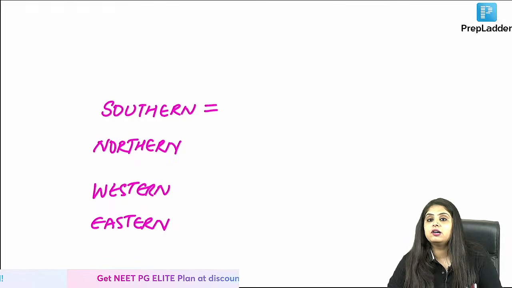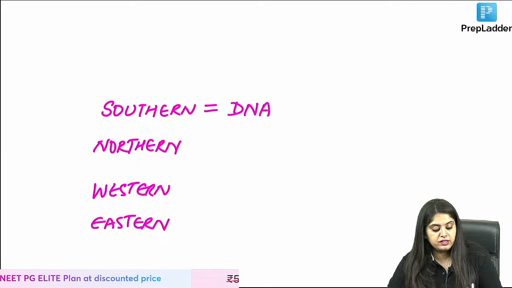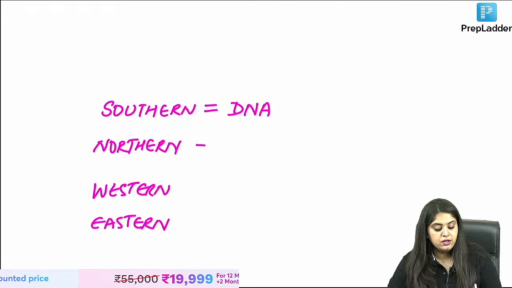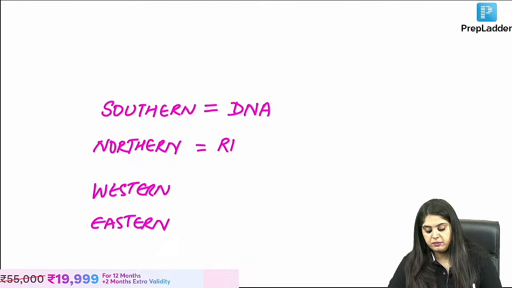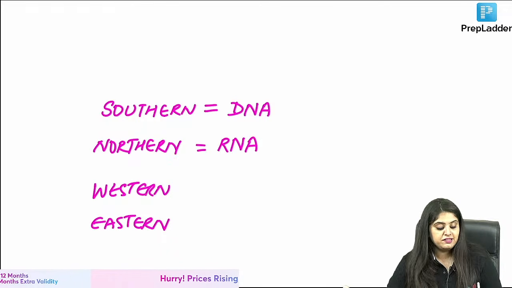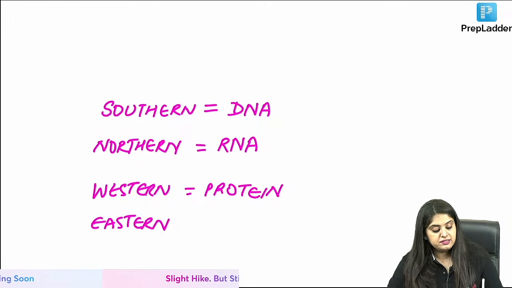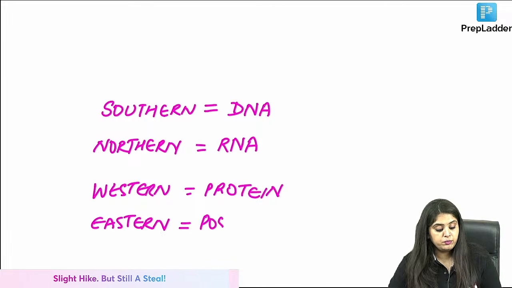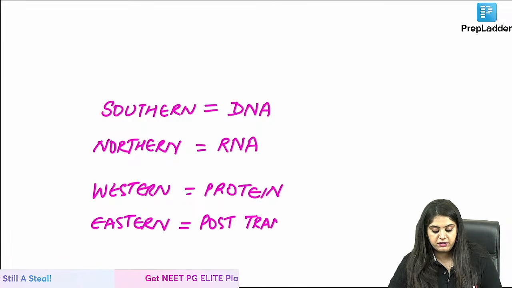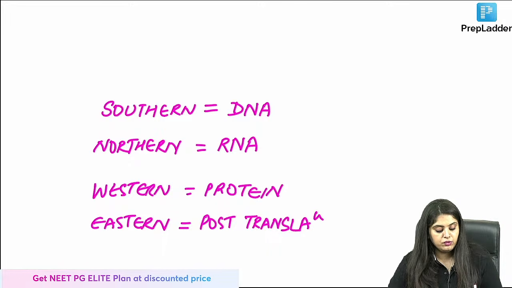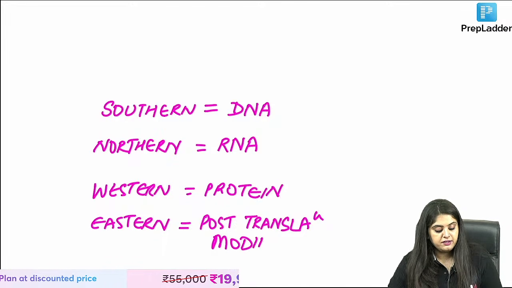When I say south, in the south, dosa is consumed, so for dosa you will remember DNA testing. In the north, roti, so roti is going to be for RNA testing. And in the west, pizza, so for pizza you will do protein testing. And what is left for Eastern? Eastern is going to be for post-translational modification. It is going to be post-translational modifications.